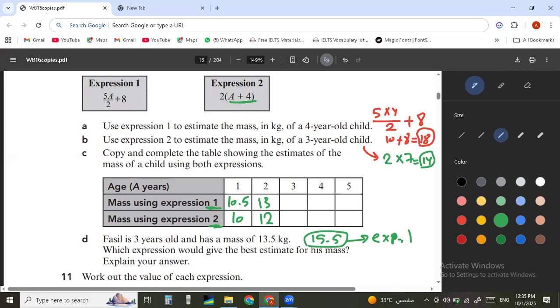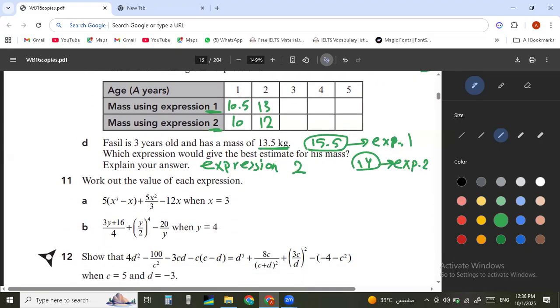Let's see expression 2. They said 3 years old, so 3 plus 4 is 7. 7 times 2 is 14. So 14 is expression 2. Which one is closer to his actual mass? Expression 2 is closer. So it's expression 2. Explain your answer. You're just going to do a substitution of 3 years old in expression 1, substitution of 3 years old in expression 2, and you see which one is closer.